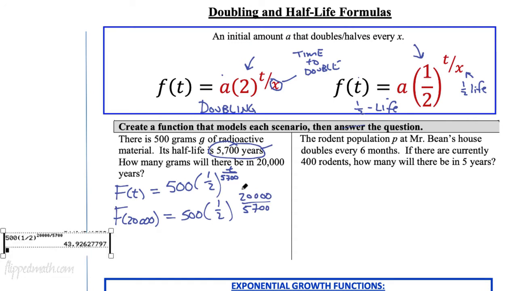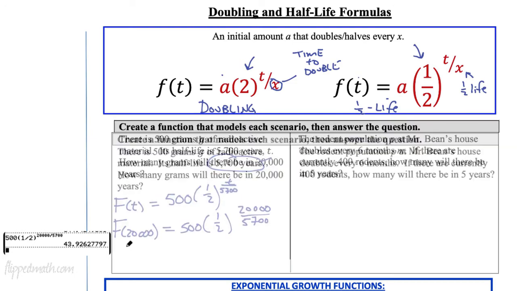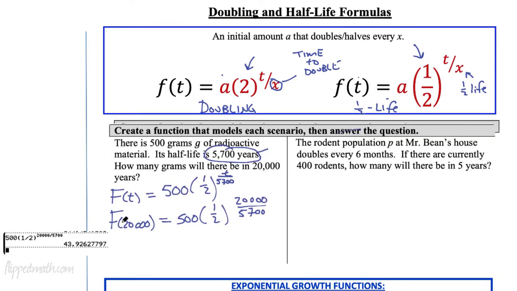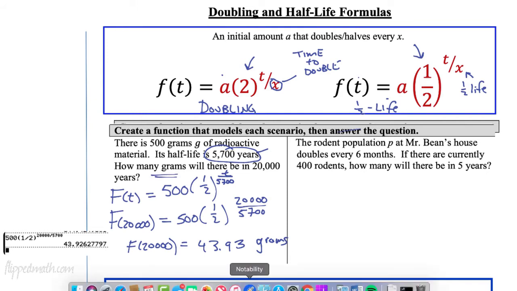So when I plug that in, I get 43.92. So f of 20,000 is going to equal 43.9. I'm going to round that up. 93 years. No, not years. Grams. Right, because we're figuring out how many grams are going to be left. Goodness gracious. You got to answer the question they're giving you. How many grams will there be in 20,000 years? All right, why don't you try the next one?